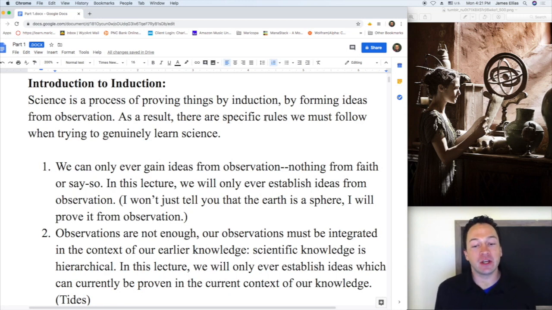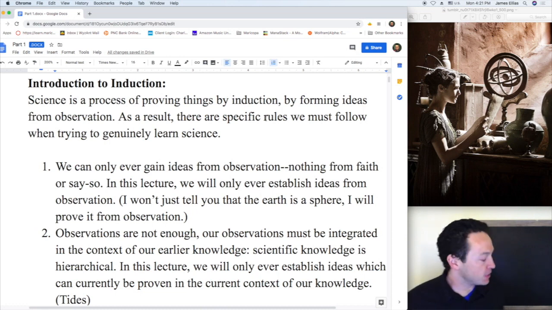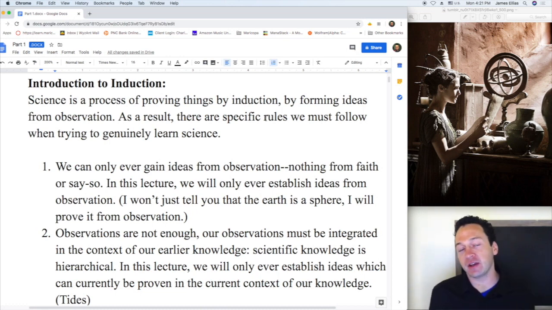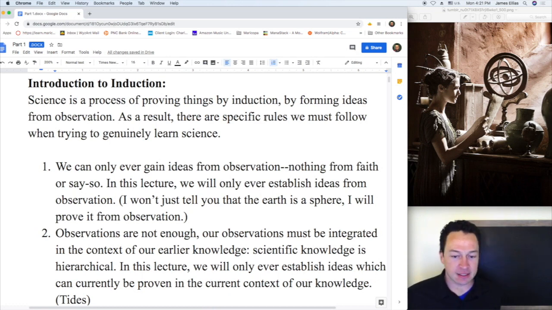Number one, we can only ever gain ideas from observation, nothing from faith or say-so. In this lecture, we will only ever establish ideas from observation. For example, I'm not going to just tell you that the Earth is a sphere and then you have to write that down and memorize it. I will prove it by showing you the observations. So the idea is that we won't literally be going outside and doing these observations, but the idea is that if the observations I present to you in this class are true, then it follows that the conclusions are true. That is the hope of this class.